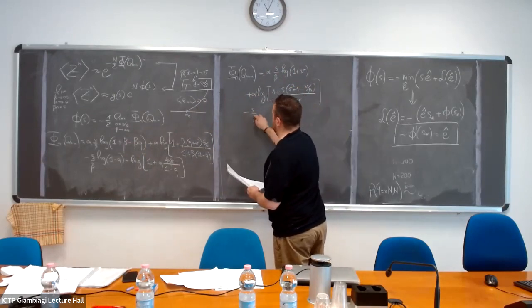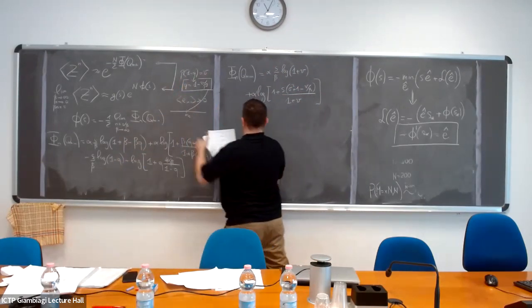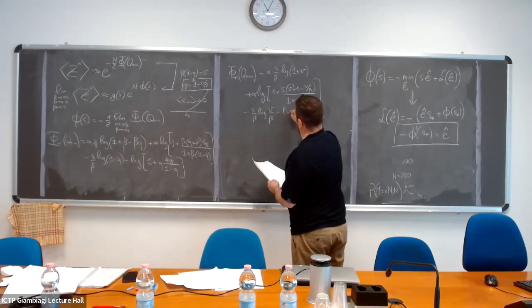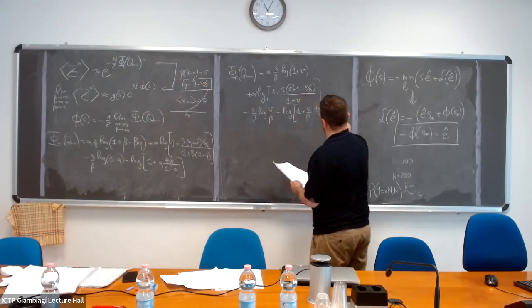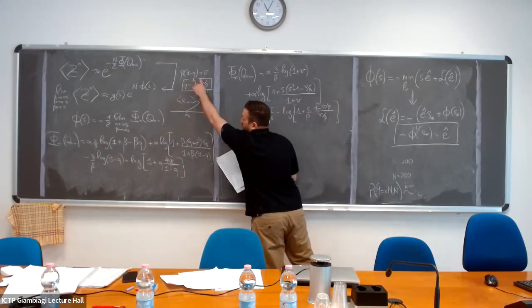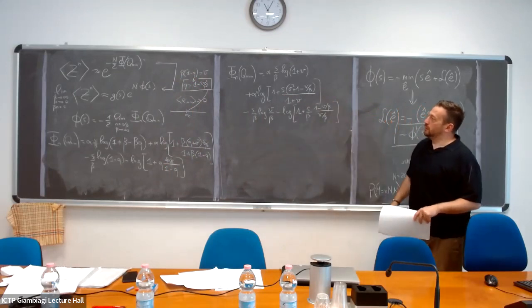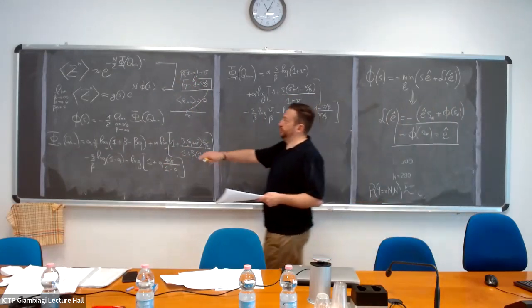minus s over beta log, what is 1 minus q is v over beta, minus log 1 plus s over beta, 1 minus v over beta divided by v over beta. So 1 minus q is always v over beta. So now you have something that you can evaluate in the limit beta to infinity, which is the limit that you want.